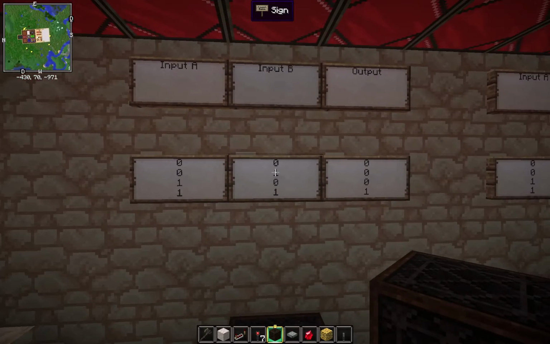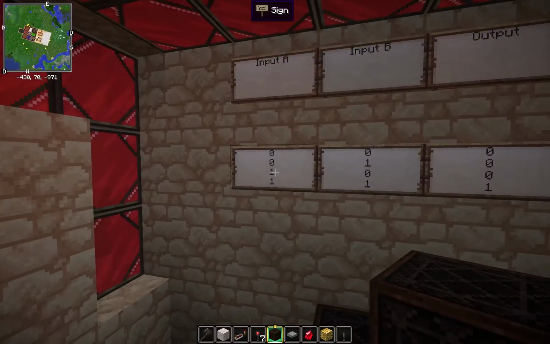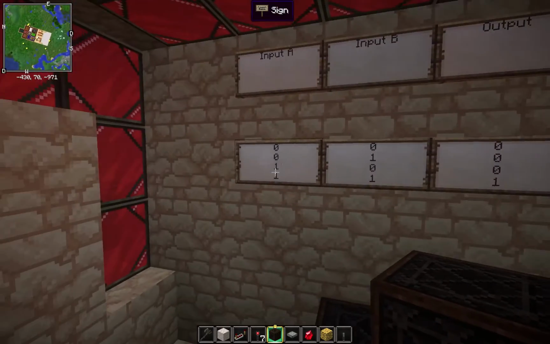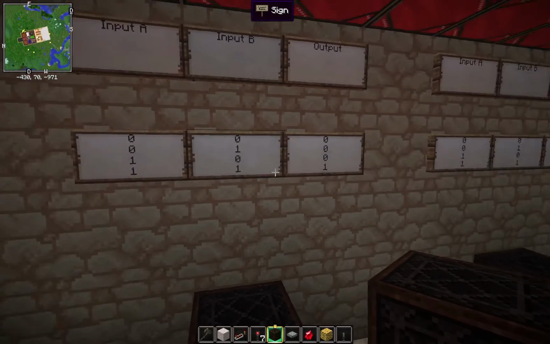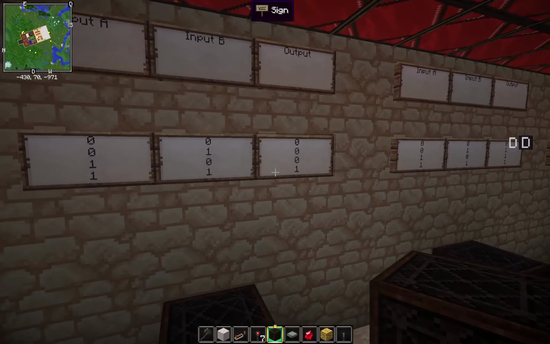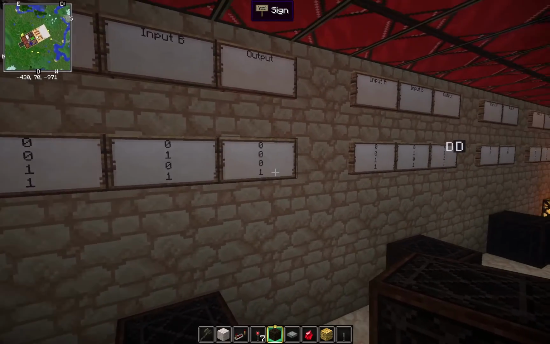If only B is on, our output's still off. If only A is on, our output's still off. But if input A and input B are both on, then our output is also on. And so that's a basic truth table. We'll be talking a bit more about these as we go through the next session.